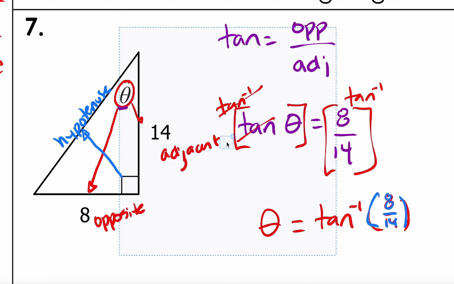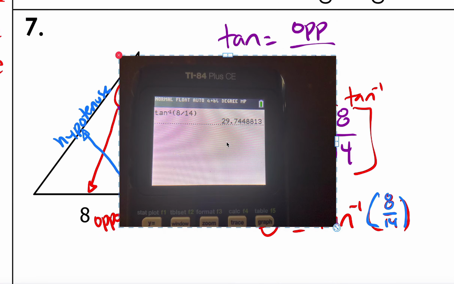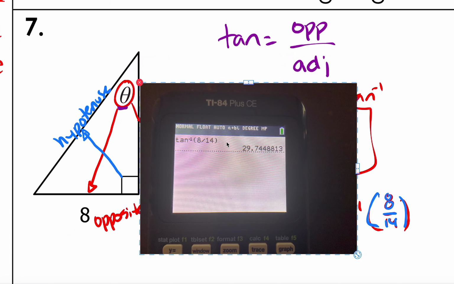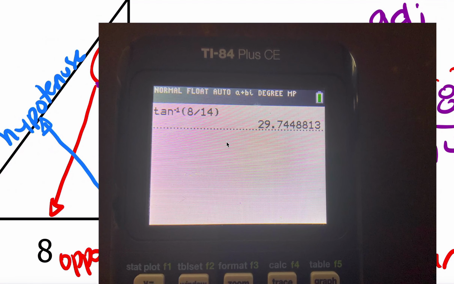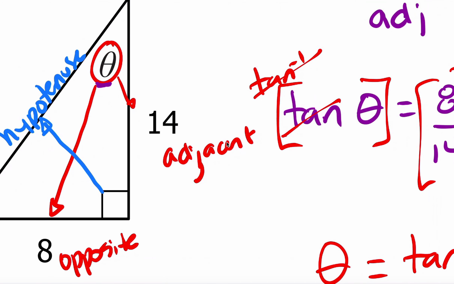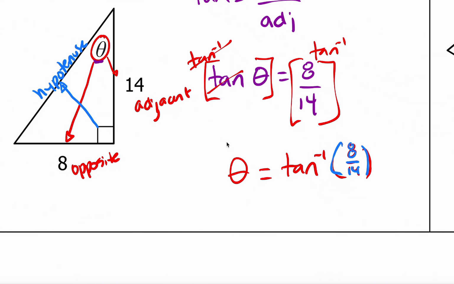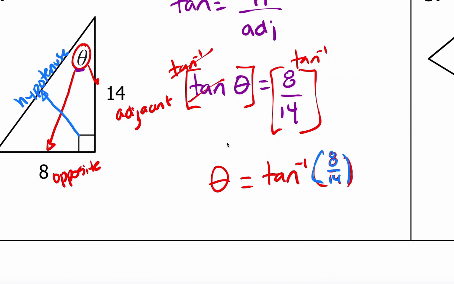Okay, so if you look here, that's what you're going to want to put on your calculator. The inverse tangent of 8 over 14 in parentheses, and then hit enter, and you get 29.744, which for our purposes, 29.7 is good enough degrees.